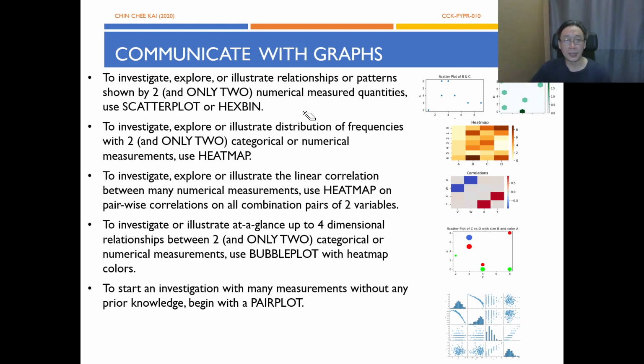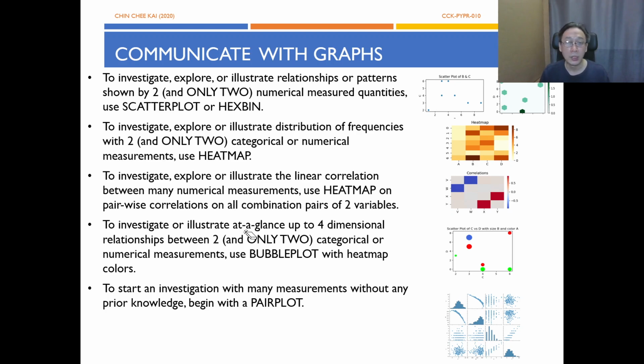Okay, so let's talk about data analytics, visualization as a role, as a tool in data analytics. If you want to investigate, explore, or illustrate relationships and patterns shown by two quantities, definitely scatter plot, because they line up or they don't. To investigate, explore, illustrate frequencies across categorical numerical measurements, use heat map. The hotter it is, the more intense the frequency. Then we need to explore the correlation, so definitely use .corr. It's so easy to compute correlation of all possible pair combinations of the columns. We don't have to think about the algorithm to generate combinations. Just run .corr and it will do. So that's very good, right? Then we do a heat map on the .corr of the data.